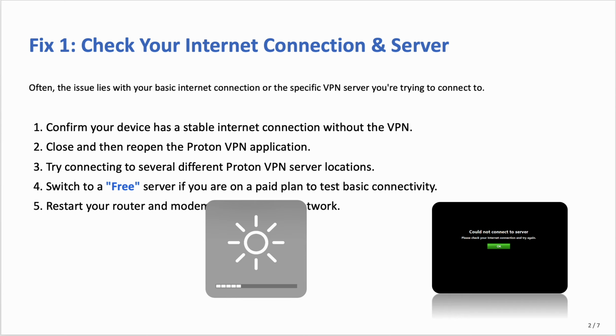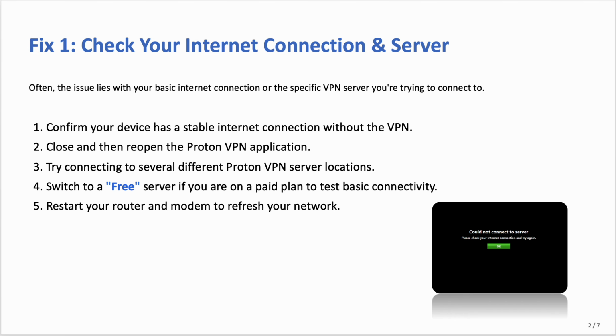First of all guys, check your internet connection and server. Often the issue lies in your basic internet connection or the specified VPN server you are trying to connect to. So first of all, confirm your device has a stable internet connection without the VPN. Close and then reopen the Proton VPN application. Try connecting to several different Proton VPN server locations and switch to a free server if you are on a paid plan to test the basic connectivity. Also restart your router and modem to refresh your network.